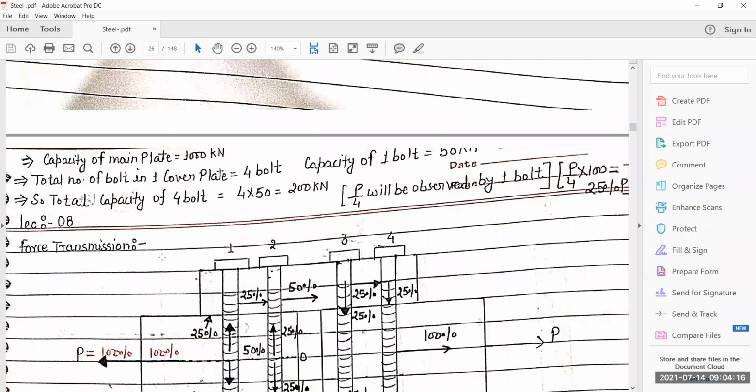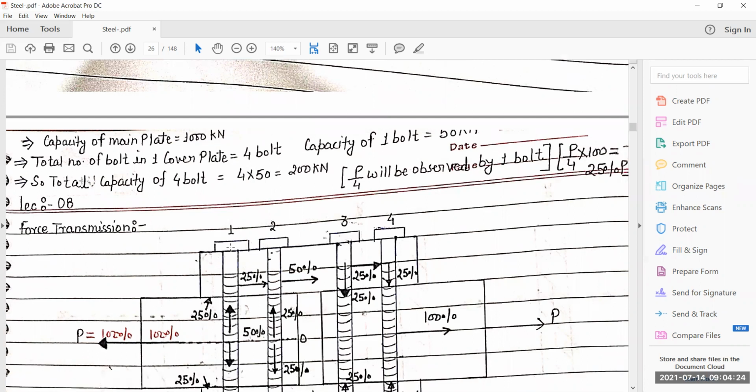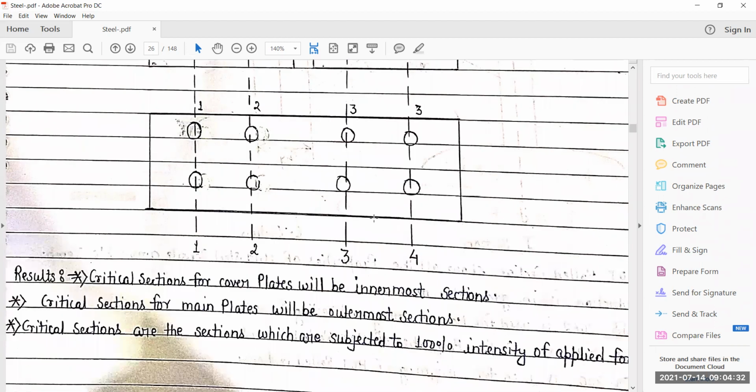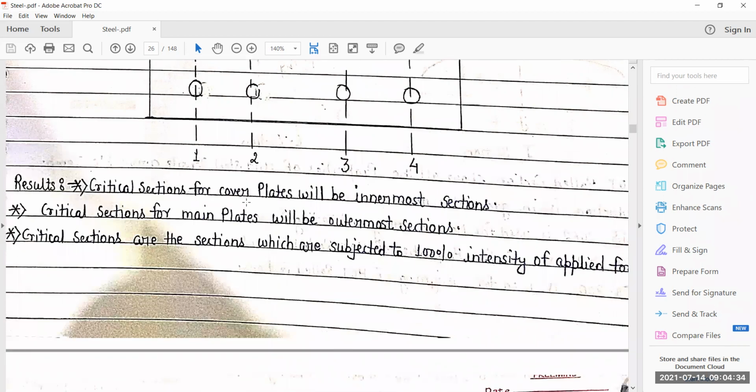The capacity of the main plate is 100 kN, the total load is 1, the cover plate is 4 bolts, and the capacity of the load is 50 kN. This is the force transmission. This is the cover plate. This is the bolt section here. The 1, 2, 3, 4 is the bolt section. This is the critical section for the cover plates, and this is the critical section for the main plates.